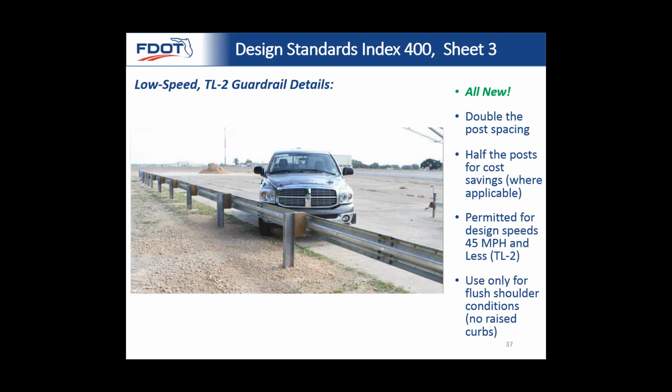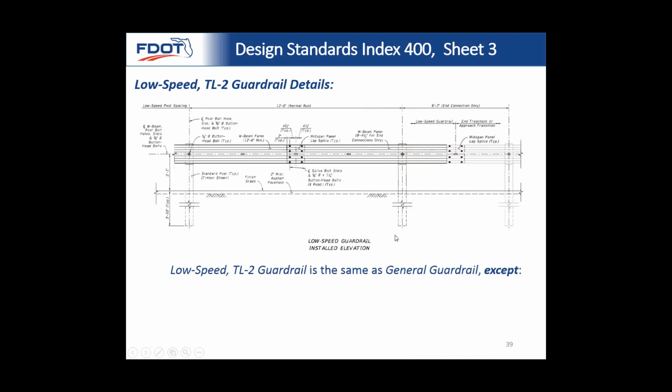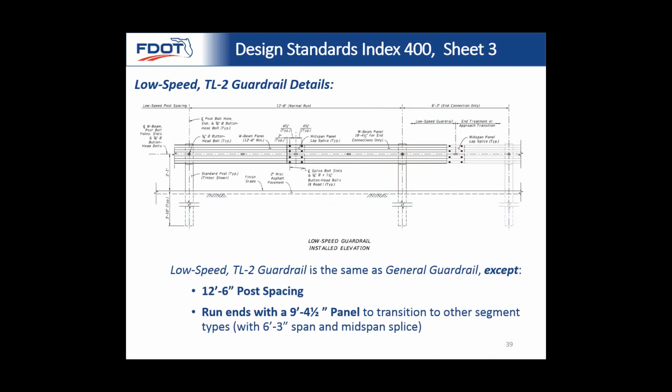Here's just a picture of how it looks. You can see clearly the posts are a lot further away from each other. Still redirecting a fairly large truck. But you can see that if you have a lower design speed, it still does a good job. It provides a smooth redirect. That's the vehicle at rest. So the vehicle impacted, slid along, and ended up over here. So even though you have a lot less posts in there, it still works properly if you keep your design speed down. So it's the same as general guardrail, except it's got 12'6" post spacing.